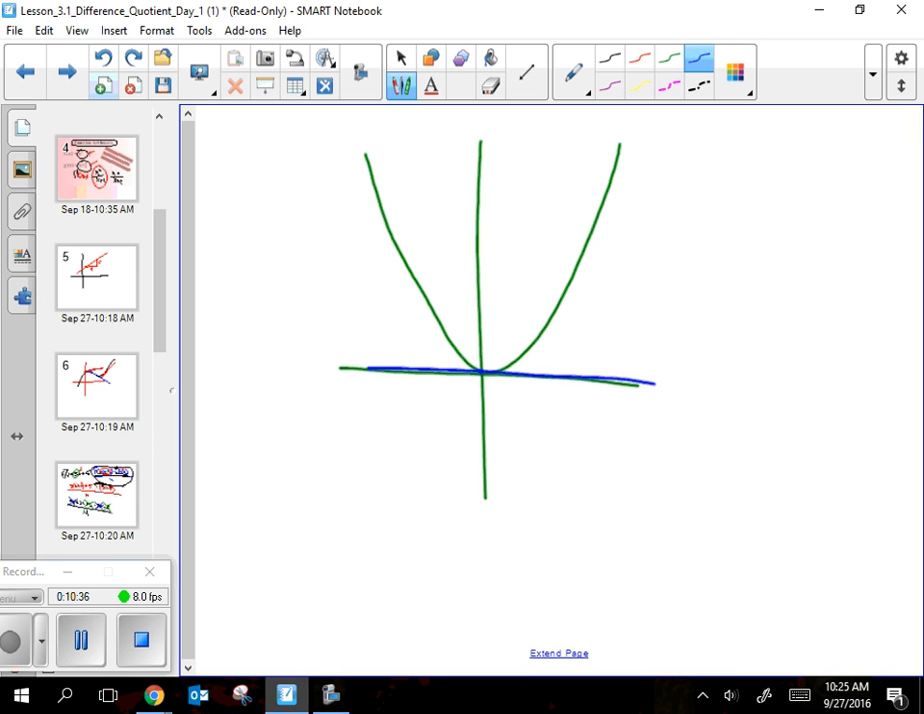How about, is it running? Yeah, it can run as far as you want, but the rise is 0, so it's 0 over anything, and that's 0. So at that particular spot, the slope is 0.